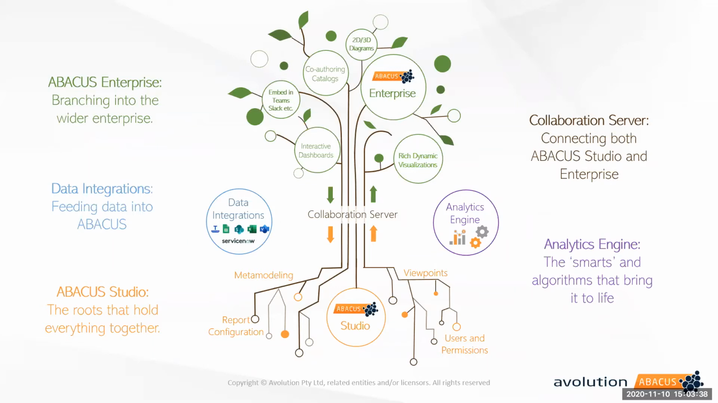I want to just give a brief overview about our product ABACUS, because it's actually split out into two parts. We have ABACUS Studio, what we see as the root of our tree. This is where you build out your meta model, do your initial mass data imports, create any viewpoints and user permissions, and that initial configuration. That can then be fed out through our collaboration server and into this leafy section that we see at the top, which we call ABACUS Enterprise, and that's the area of focus for today's session.